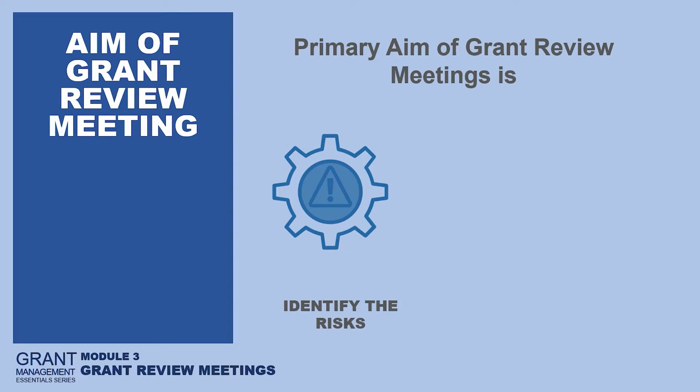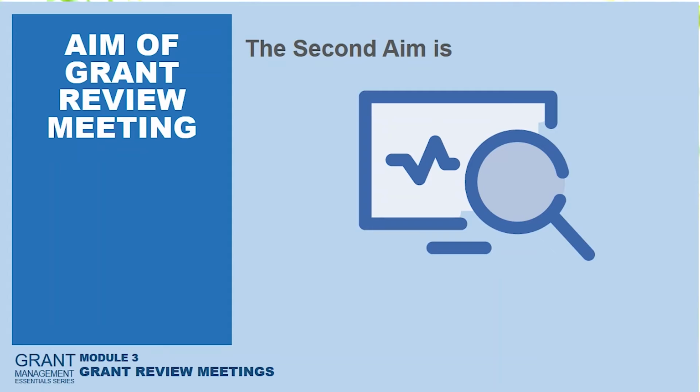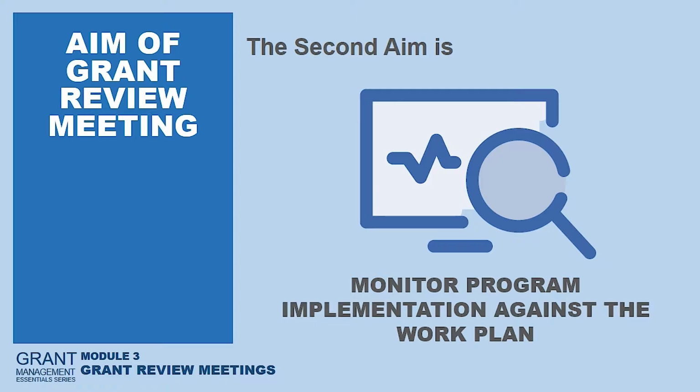Aims. To reiterate, the primary aim of conducting a grant review meeting is to identify the risks that are inherent to implementation and come up with mitigation strategies to ensure that the risk has very minimal adverse effects on the portfolio. The second aim is to monitor program implementation against the work plan. Every project that we implement has a work plan with timelines of what activities we need to do, when and how those activities are sequenced. This review meeting is to monitor implementation against that work plan to ensure that we are on track.